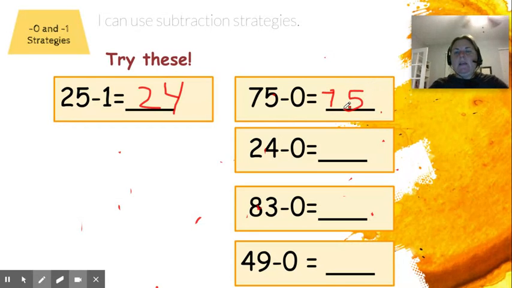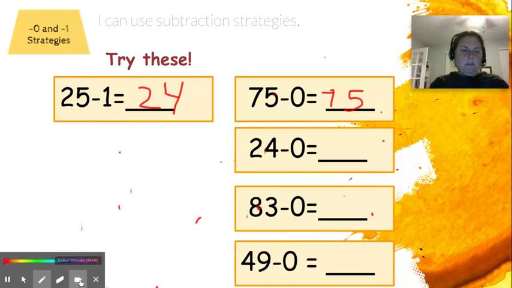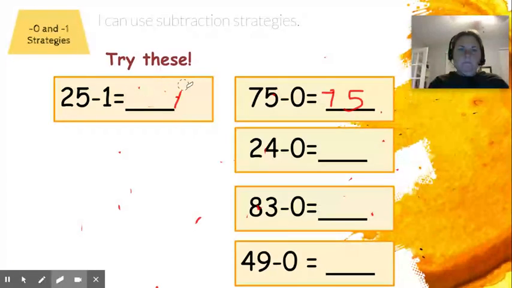Okay, let's just yell the answer out on these next ones. 24 minus 0. 24. 83 minus 0. 83. 49 minus 0. 49. Those are easy peasy. You guys are getting so smart in math. Okay, let's go back. We'll go to the next slide.